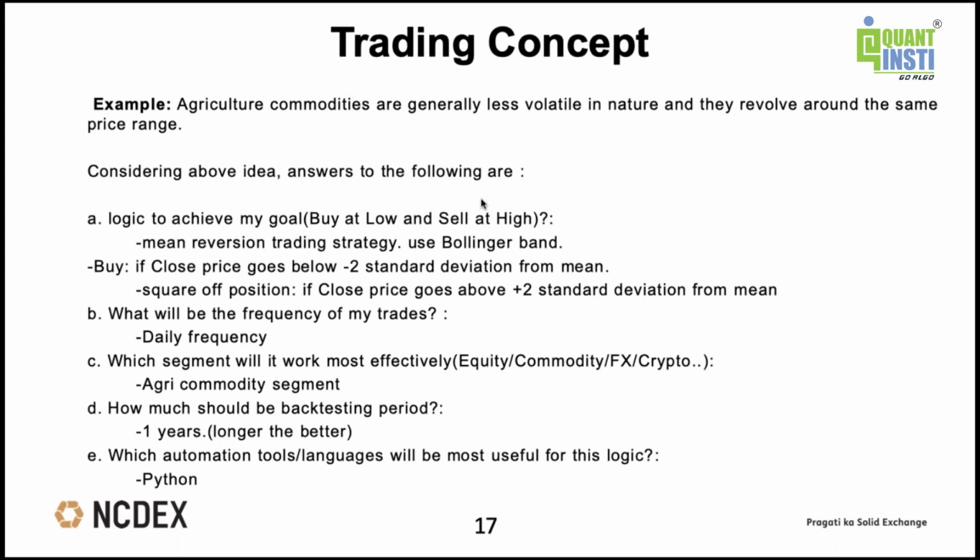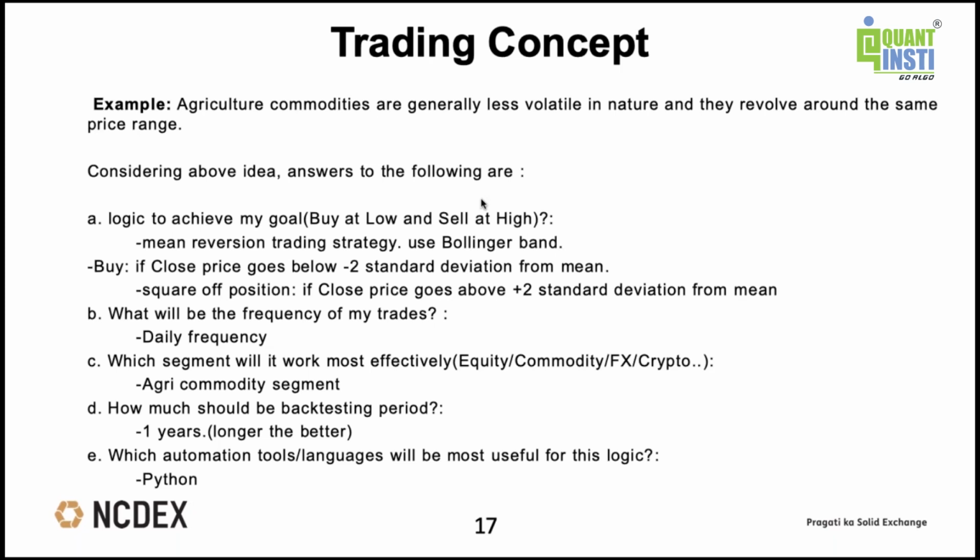So the logic which we will be keeping is: if the close price goes below -2 standard deviation from the mean, then we will go for the buy, and as soon as it goes +2 standard deviation above the mean, we will sell.